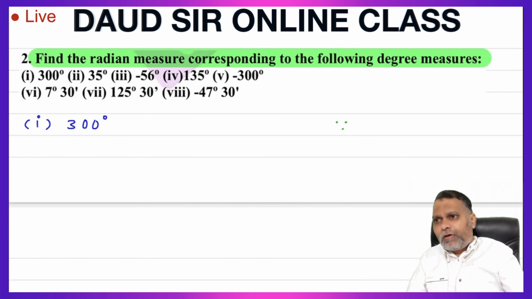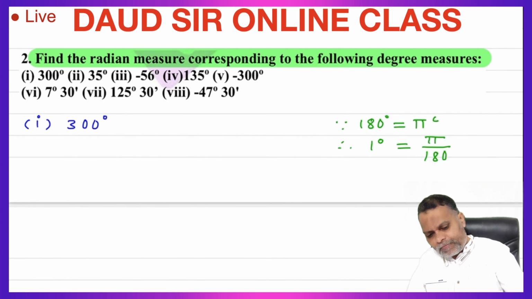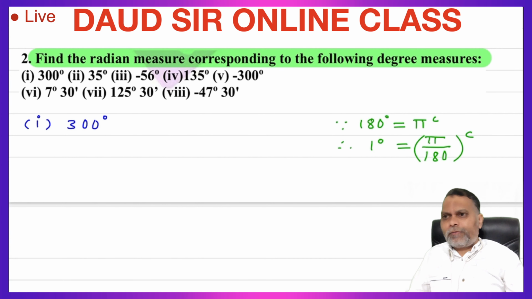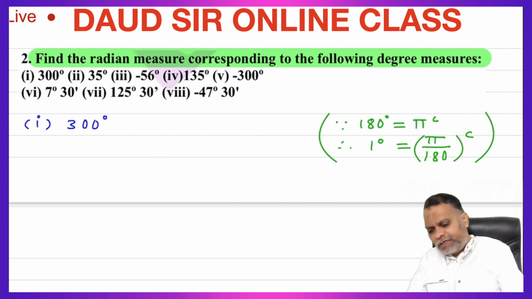since pi radian is equal to 180 degree, or 180 degree is equal to pi radian. So therefore 1 degree is equal to pi by 180 radian. So if you want to convert the degree into radian, then just multiply by pi by 180 radian. Then degree will be converted into radian. So 300 degree, we can convert this 300 degree into radian just multiplying by pi by 180 radian.